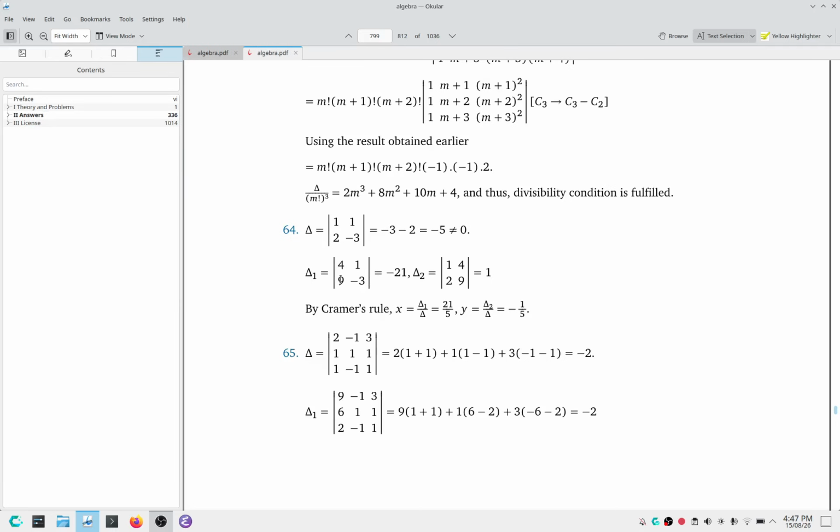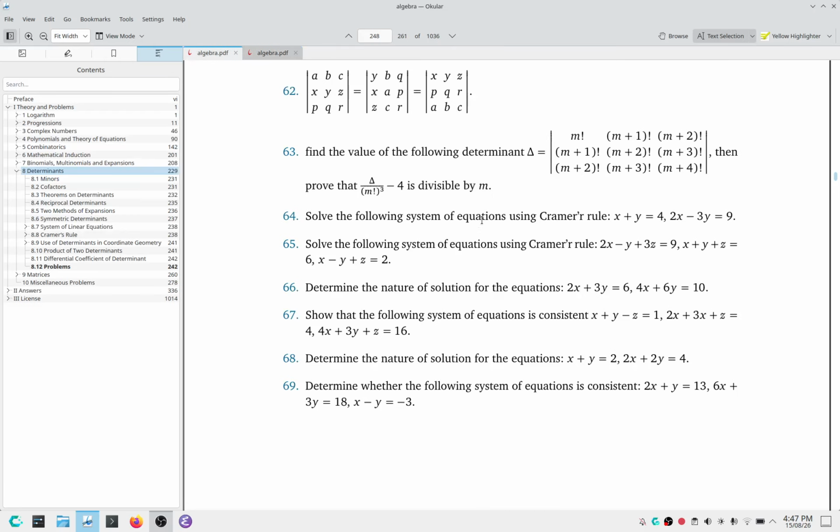Okay, that becomes 4, 9, 1 minus 0, that is minus 21, and delta 2 similarly is 1. So from Cramer's rule, x is equal to delta 1 upon delta, that is 21 upon 5, and y is equal to delta 2 upon delta, that is minus 1 upon 5.